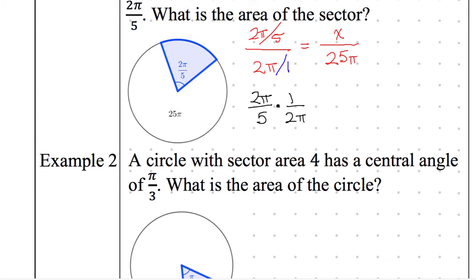So from there, I'm going to rewrite the right-hand side of the equation. The right-hand side is still x over 25 pi. All I did was change the left-hand side using the keep it, change it, flip it rule. You will be doing this rule over and over on tonight's homework.